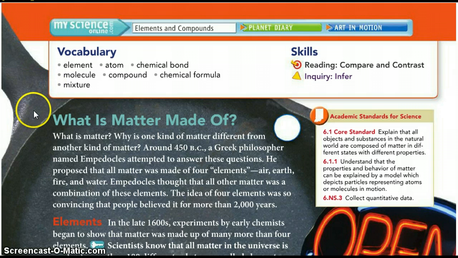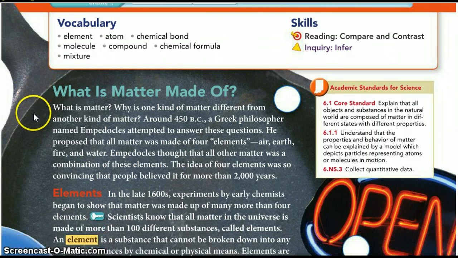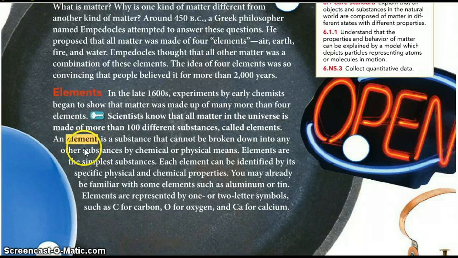So as we go through what matter is made of, I want to point out that scientists now know that all matter in the universe is made up of over 100 different substances called elements. We use the word element to basically talk about the purest substance, the simplest substance.